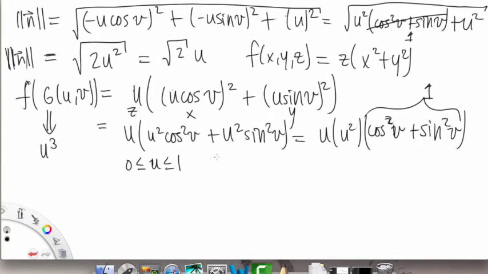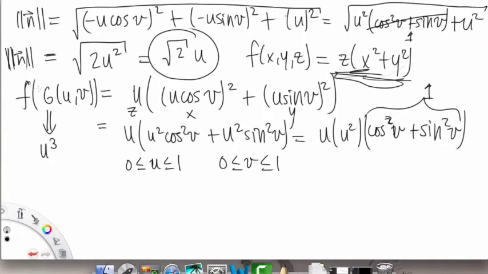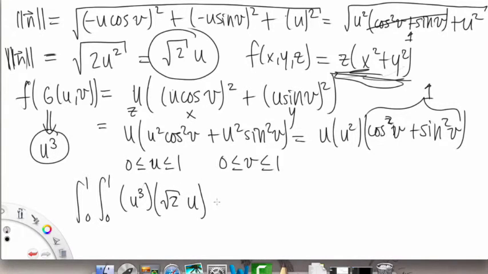So we know that these are the given bounds on u and v. They're the same, 0 to 1. We have the magnitude of our normal vector here. We have our scalar function in terms of u and v, and we can start. So we have 0 to 1, and then 0 to 1 again. It doesn't matter which order in this case because they're the same bounds. But then we have our u to the third, times square root of 2 times u, and then I'll just write du dv. Okay? So now we just simplify and solve.